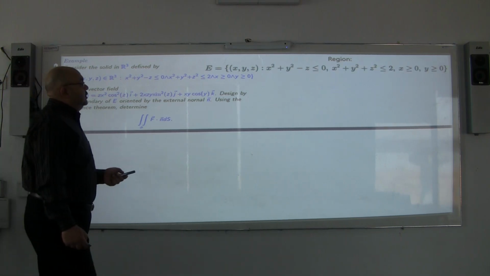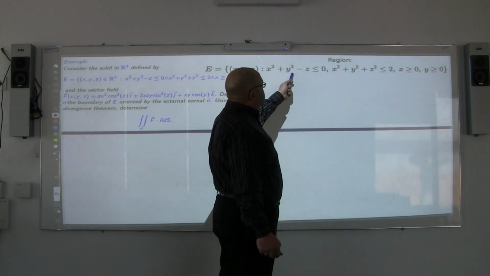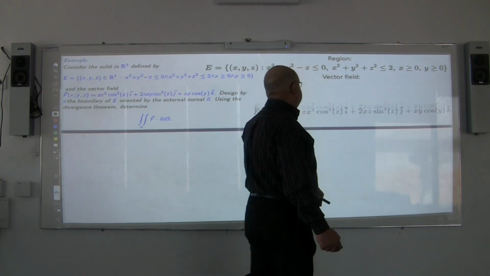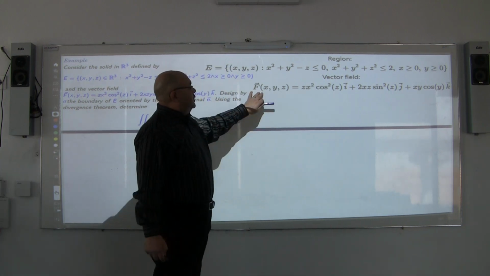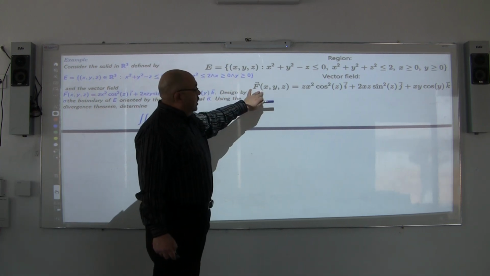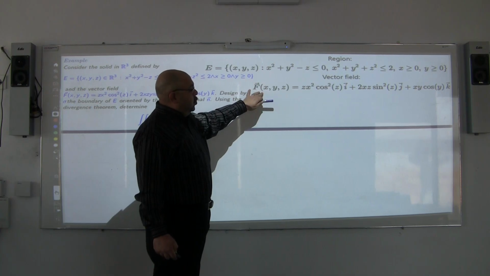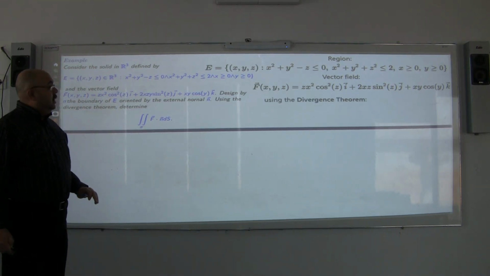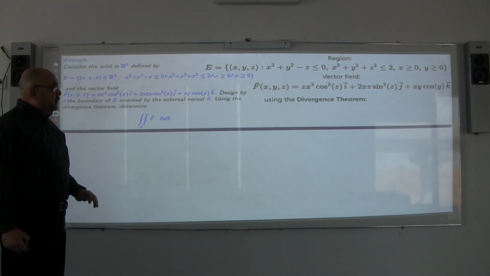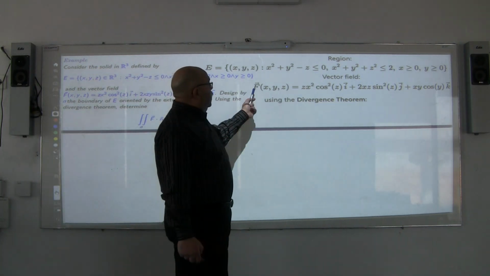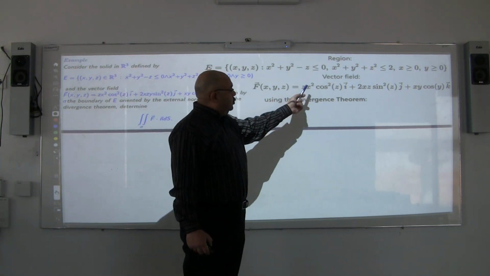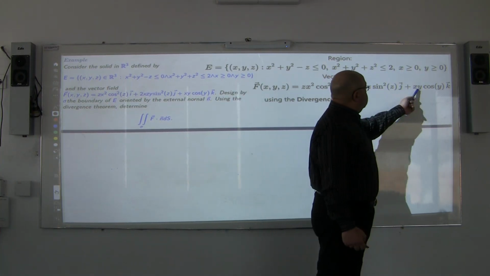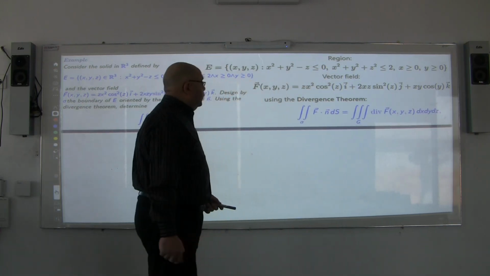The region is x squared plus y squared minus z less than or equal to 0, and x squared plus y squared plus z squared less than or equal to 2, as I described for you. The vector field for this is z x squared cosine squared z, 2xz sine squared z, 2xy cosine y, and that's the given vector field. Using the divergence theorem, we will need to find the divergence of these components with respect to x, with respect to y, it's going to be 0, and with respect to z for the last component.